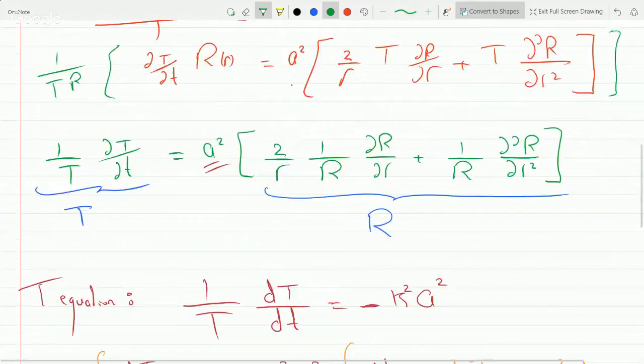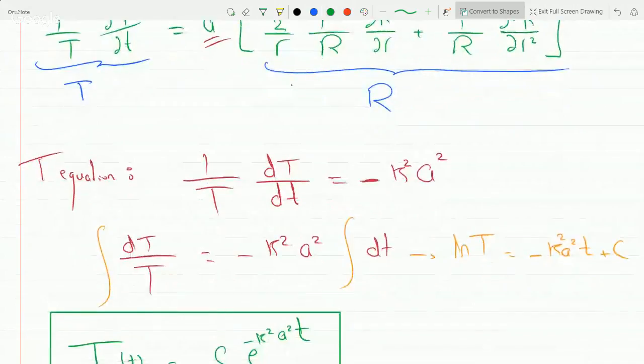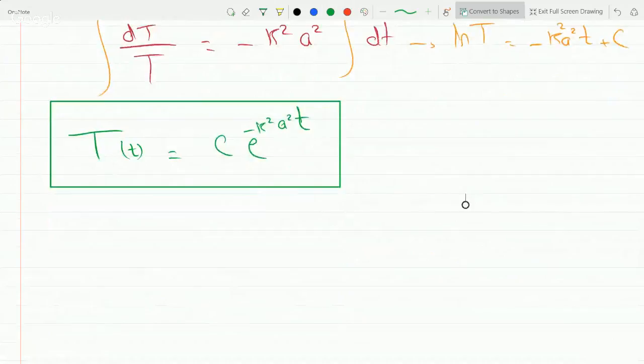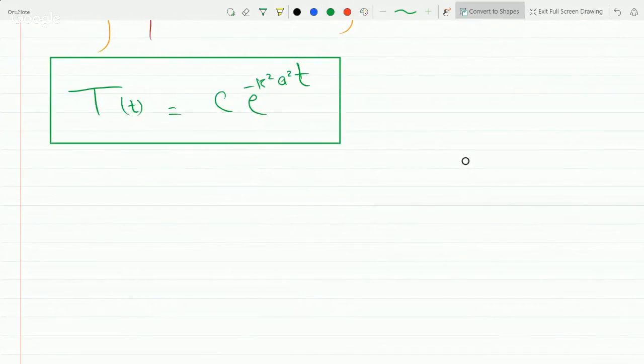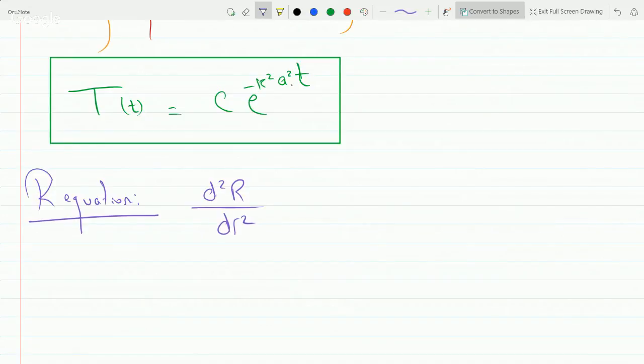Okay, let's do the R equation. Now that we've got rid of this a, the R equation is, so now we're going to transition to the R equation. So we have d squared R over dr squared plus 2 over r dR over dr is equal to minus k squared R.